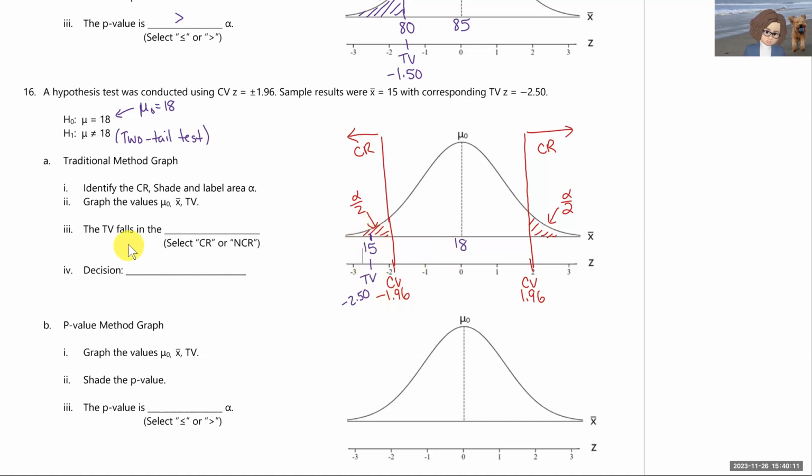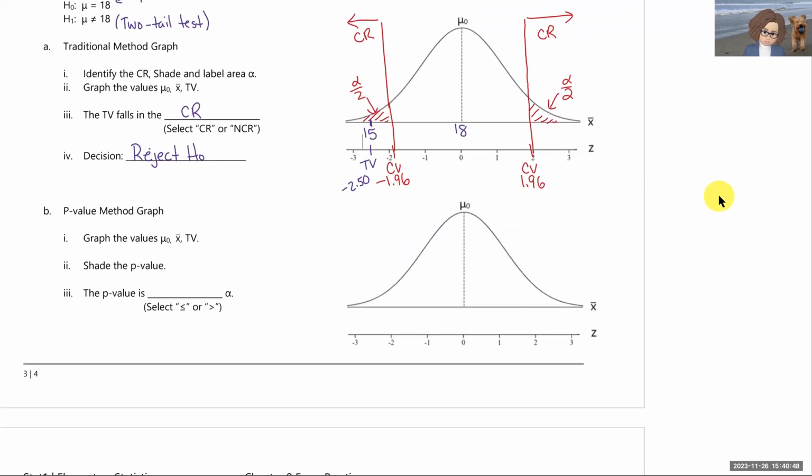So my test value made it into my critical region. That means it's very far away from the 18, in this case, very far to the left of it, which means we have enough information, enough evidence to reject that null hypothesis. So test value in critical region, we always reject the null. All right, and that means that our p-value should be small. So when the p-value is low, the null must go. So let's kind of confirm that now by drawing the p-value and comparing.